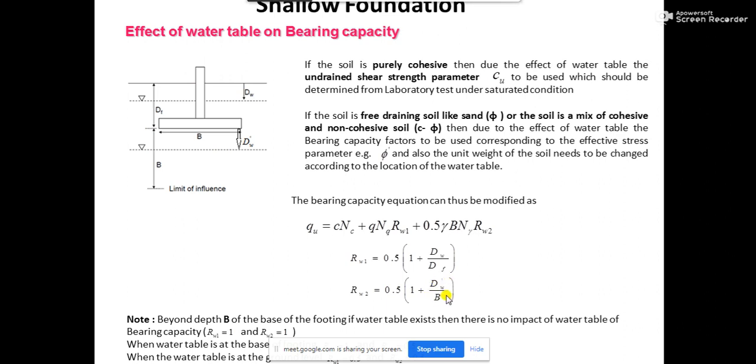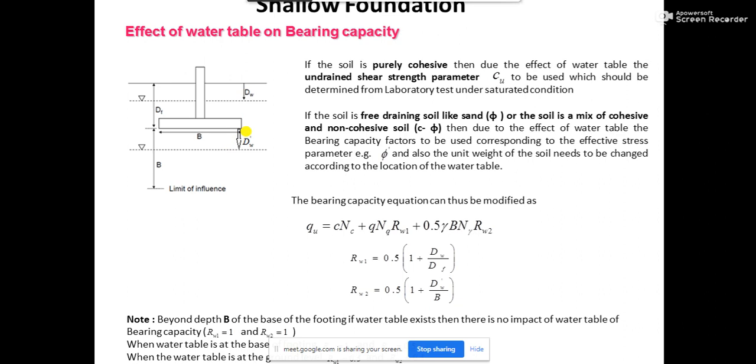However, if you are told in the question that the water table is at a depth of 1 meter, 2 meter from the ground level, then you will have to calculate this value of dw dash carefully. This is the tweak in the problem you may get. Otherwise, it is very simple.